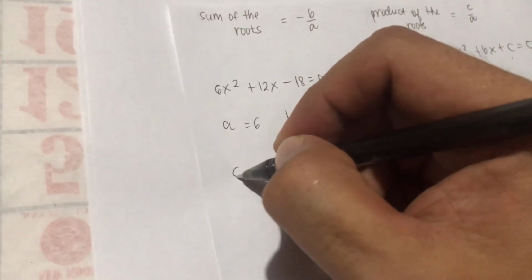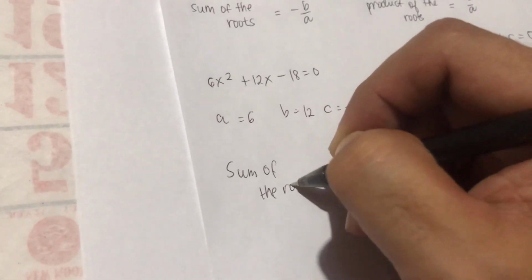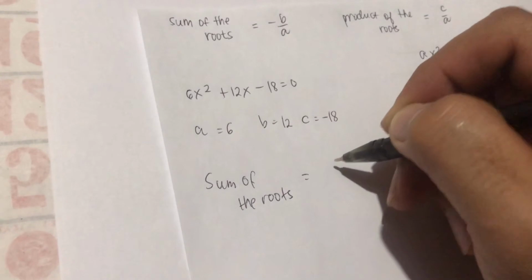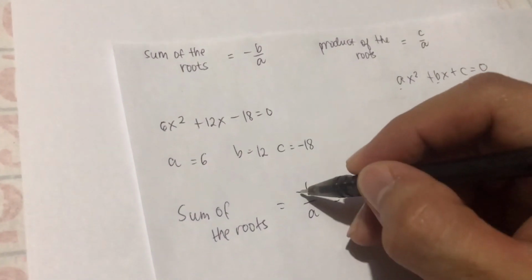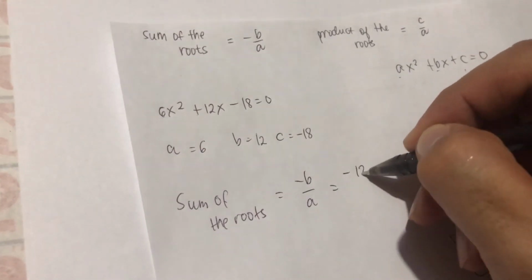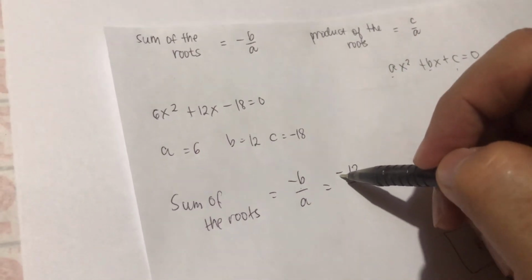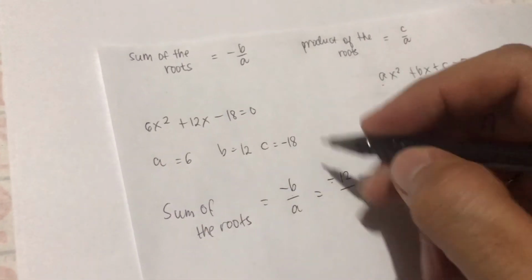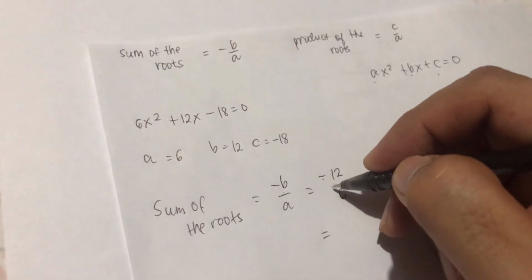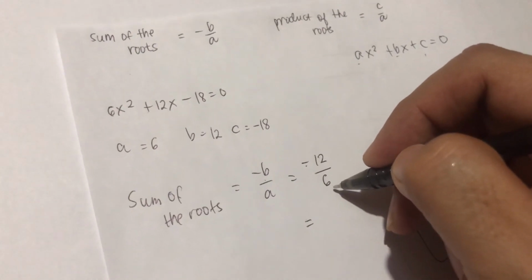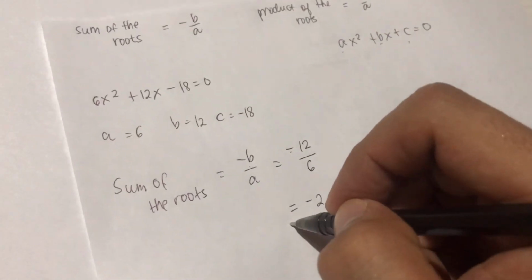So for the sum of the roots, wherein that is negative b over a, ano ang b? 12. Negative yon, so negative 12. Negative yung formula, that's why magiging negative doon, no? And then a is 6. Simplify, negative 12 divided by 6, that is equal to negative 2. And that is the answer.